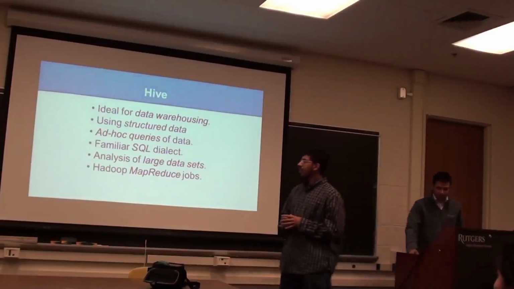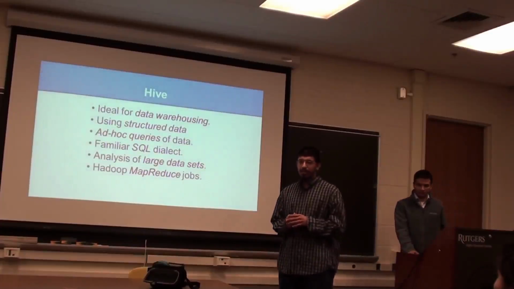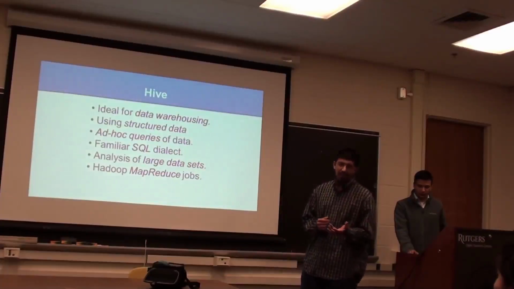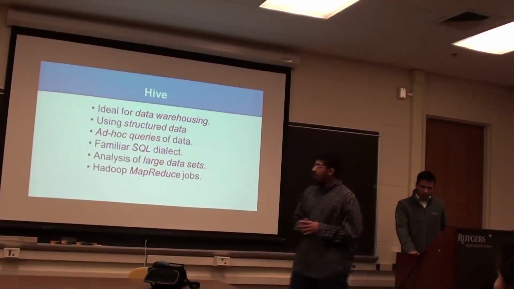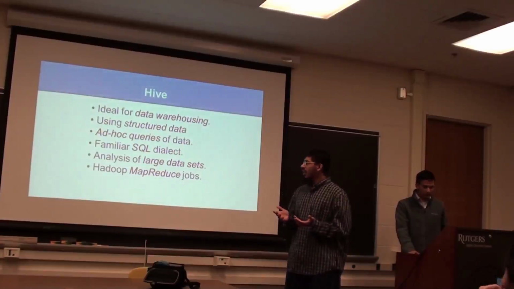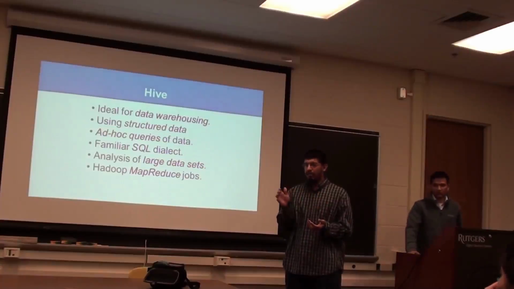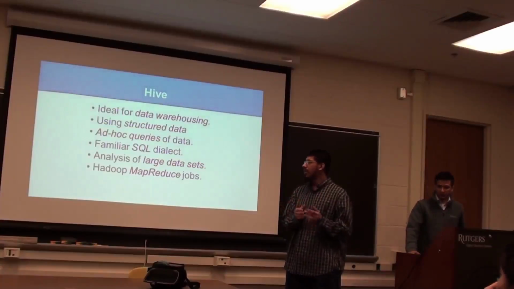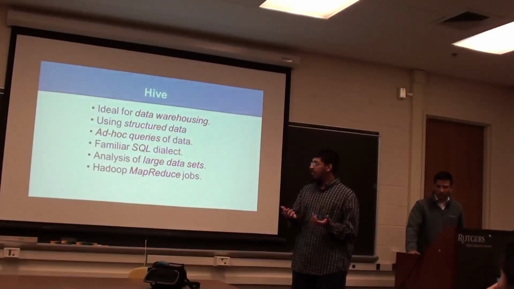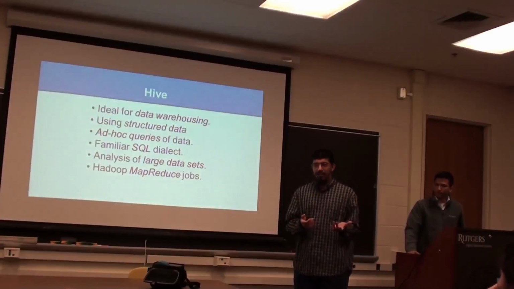So let's go through a few points of Hive. The first thing is that it's ideal for data warehousing. We have a lot of data, and we need to use it somehow, and we need everyone to use it. So this is going to be the best option. Now, the main point about Hive is that it uses structured data. It can also use semi-structured data, depending on how you parse it. Usually it's like a CSV file, where you have columns and then data separated by a separator. Ad hoc queries are just like an interface over MapReduce. Hive internally translates the jobs to MapReduce, and that's where the flexibility comes in.